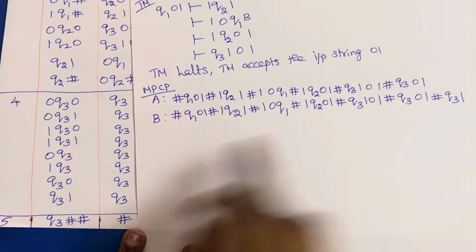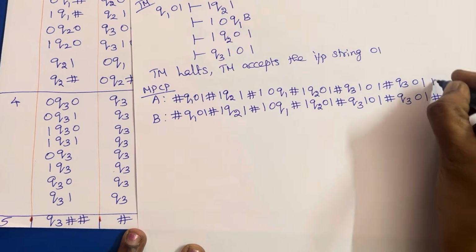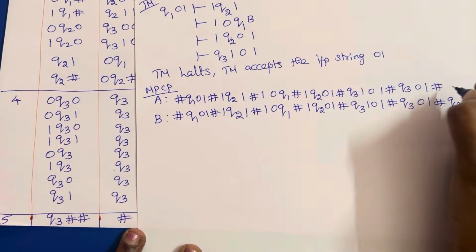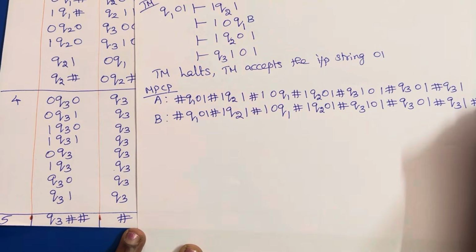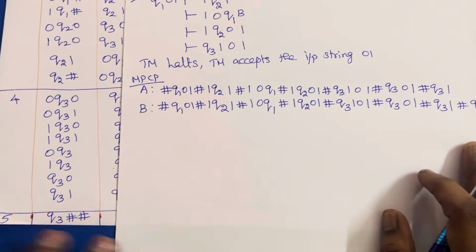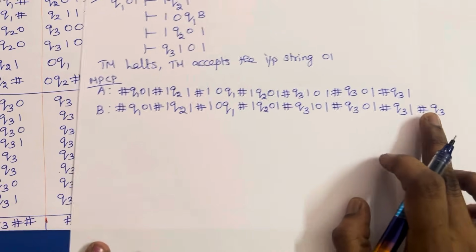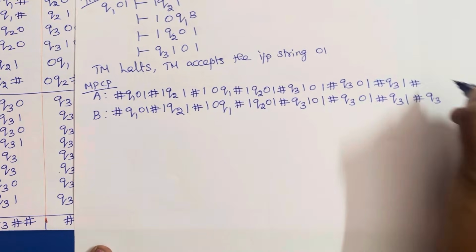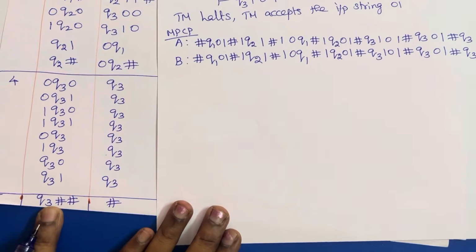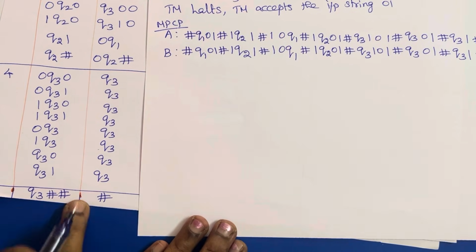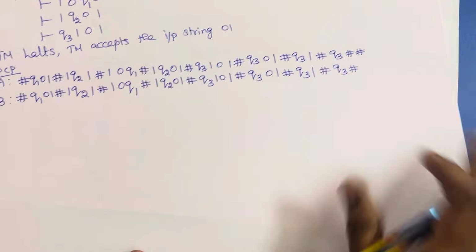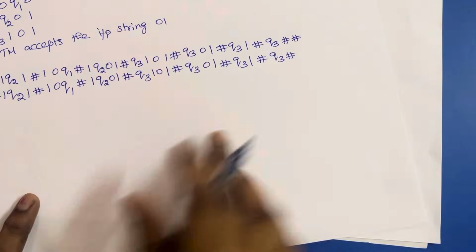Then hash Q3 1 we don't have. So we have to write hash and hash. Then Q3 1 we have. So write Q3 1 here. And here we need to write Q3 alone. Then hash Q3 we don't have. So write hash here and here. Now we can use rule 5 to attach Q3 hash hash in list A. And in list B we need to attach hash.